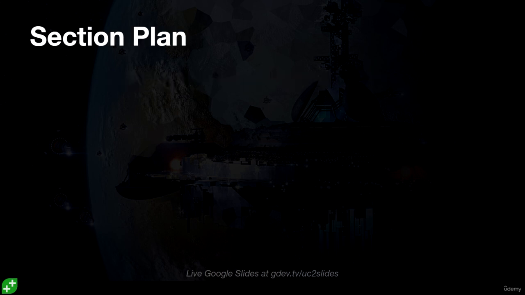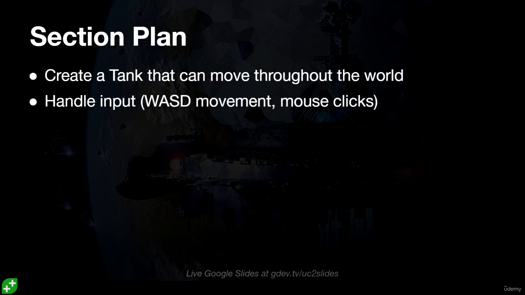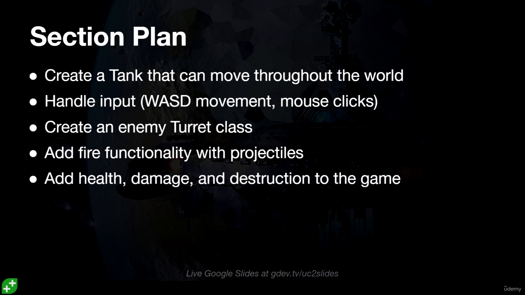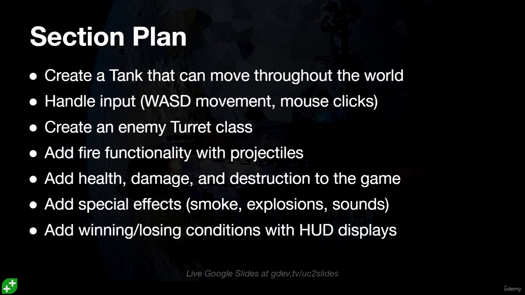This is great. So back to our section plan, we see that we've created our tank that can move throughout the world and handle input. We've created an enemy turret class called Tower in C++, and we've added fire functionality with projectiles. We have health and damage as well as destruction in our game. Now, we still need to add special effects, and we need to show when we win or lose the game using HUD displays. We've now seen how to use HUD displays, so this should be a relatively simple task. So we're almost done with this game. Congratulations. I'll see you in the next video.